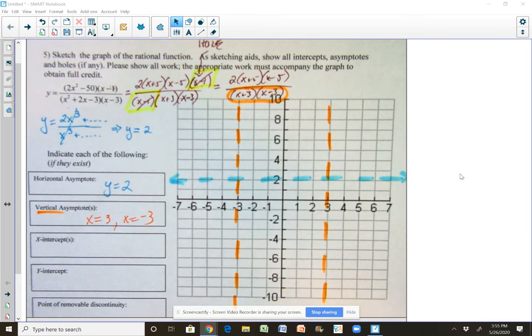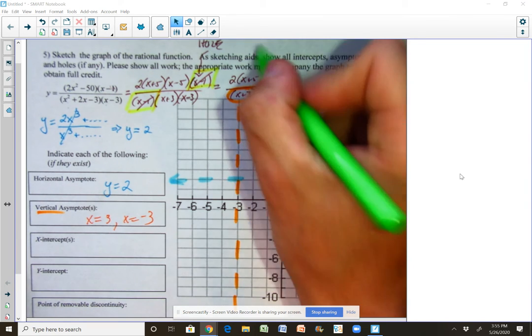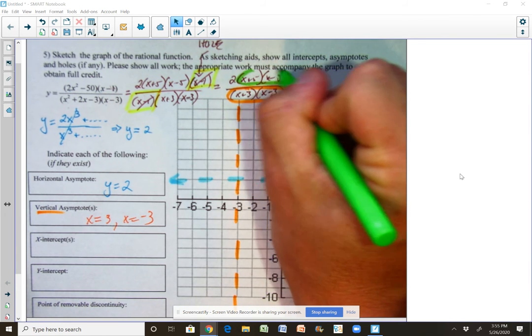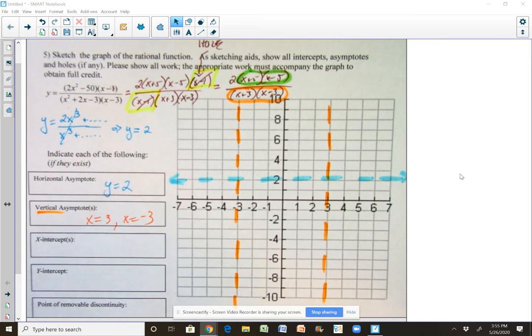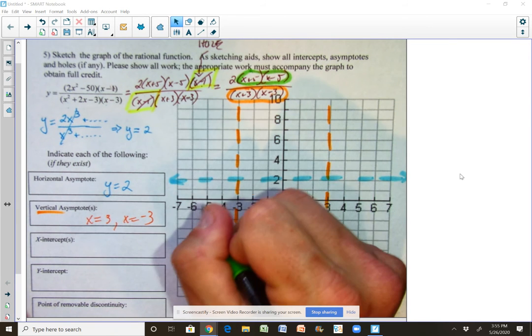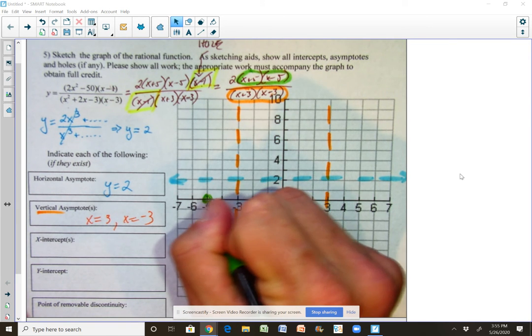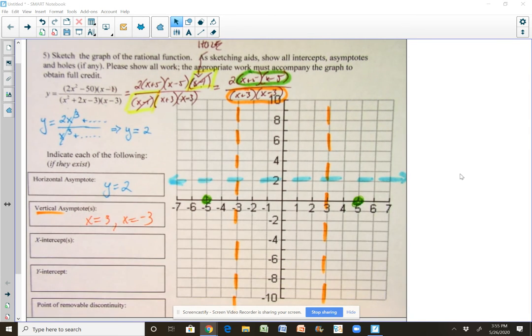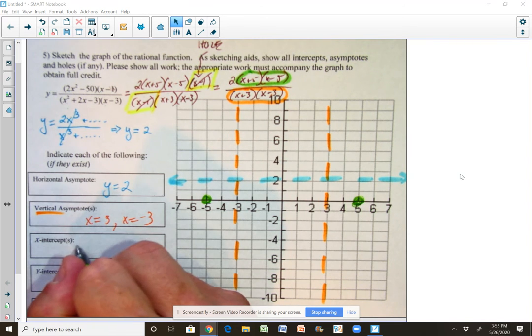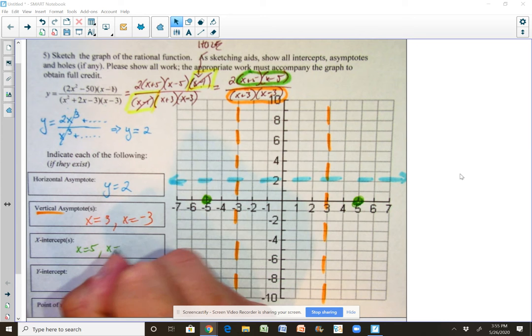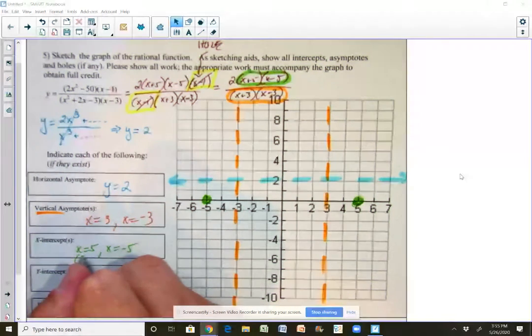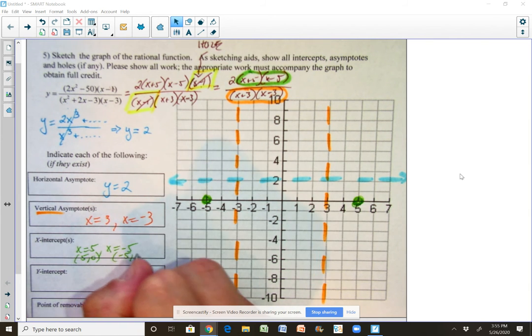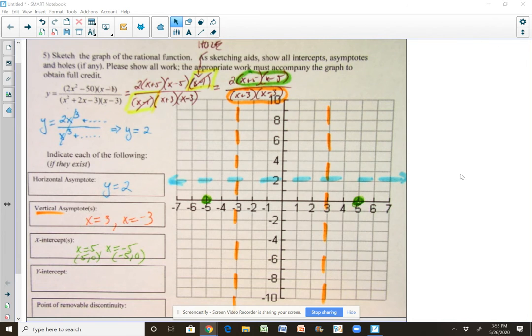All right, so now we have x-intercepts coming up next. Well, the x-intercepts come from the factors of the numerator in factored form set equal to 0. So we have 2 of those. Those are going to occur at negative 5 right here and at positive 5 right there. So those are our 2 x-intercepts. So we have x equals positive 5, x equals negative 5. You could also write that as (5, 0) and (negative 5, 0). So any of those are okay.